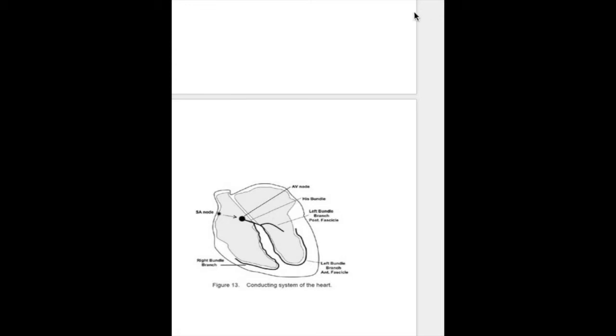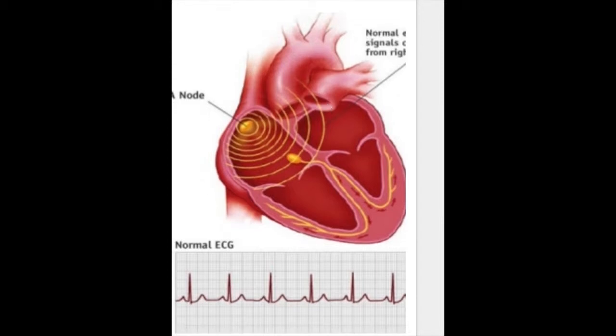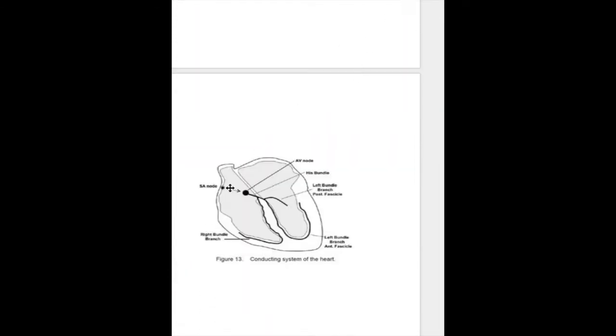From the SA node, the impulse goes to 2 points. Number one, it directly stimulates the atria, and number two, the impulse goes from SA node to the AV node, and from the AV node to the bundle of His to the ventricles. The AV node is the only connection between the atria and the ventricle for the conduction of the impulse. So this is the SA node, AV node, bundle of His dividing into two, right and left bundles.